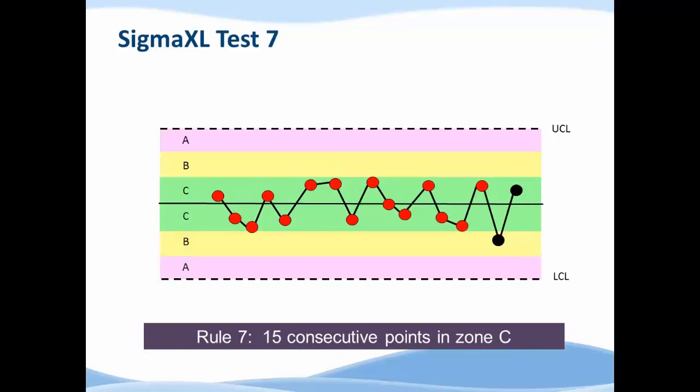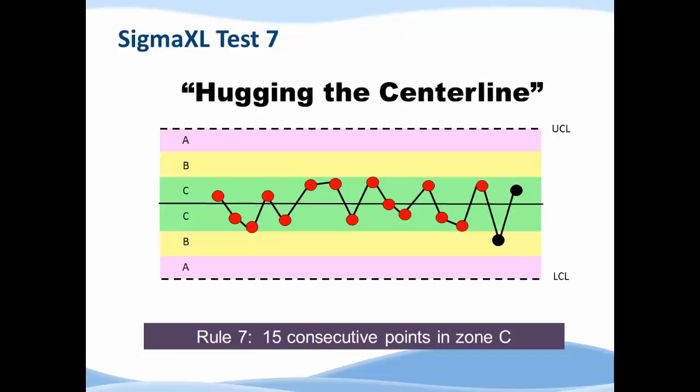Test 7 has a nickname and also gets a little happy face next to it. It's called hugging the center line. 15 or more points in a row in Zone C. We know that 68% of our data, or roughly 7 out of 10 data points, should be in Zone C. If 15 in a row are in Zone C, something special caused that. The variation has been reduced. The process has been squished. Very often your project will flag Test 7.